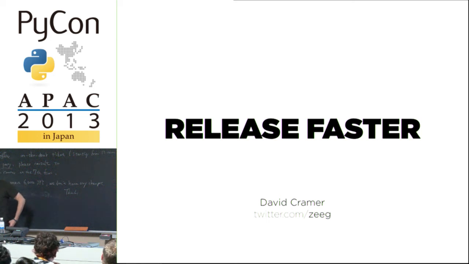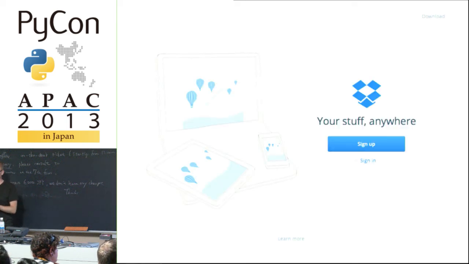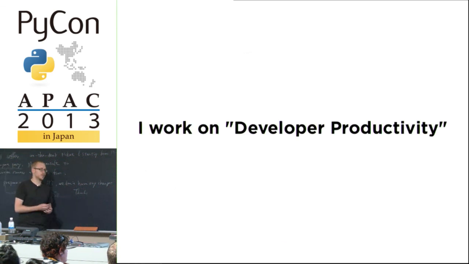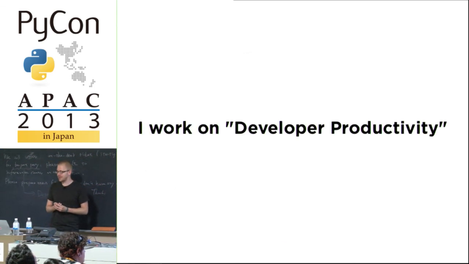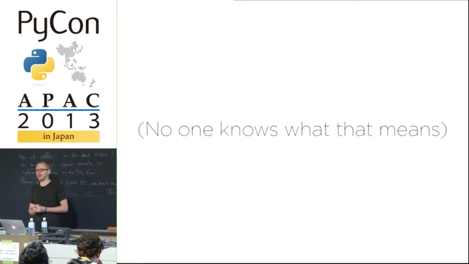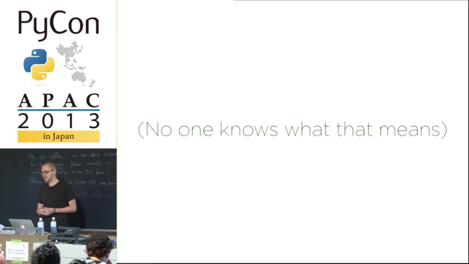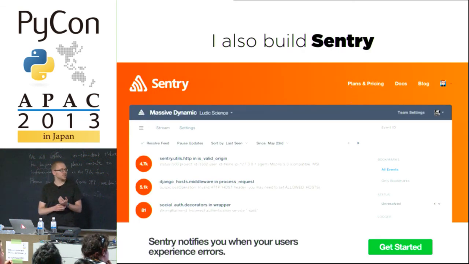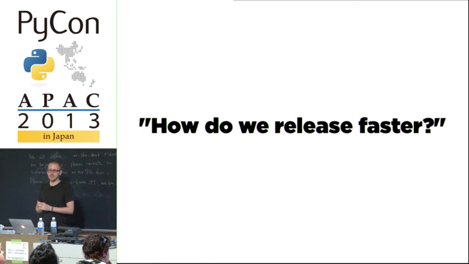I assume some of you know me. I'm going to talk about releasing faster. About a couple months ago, I joined Dropbox. Everybody knows what Dropbox is. I work on developer productivity there, which doesn't really mean too much. But specifically, I work on things like our testing infrastructure, code workflow, anything that really improves the other engineers' lives at Dropbox. I've also built Sentry, which is actually a good example of a developer productivity tool. But today, I'm going to talk about how to release faster.